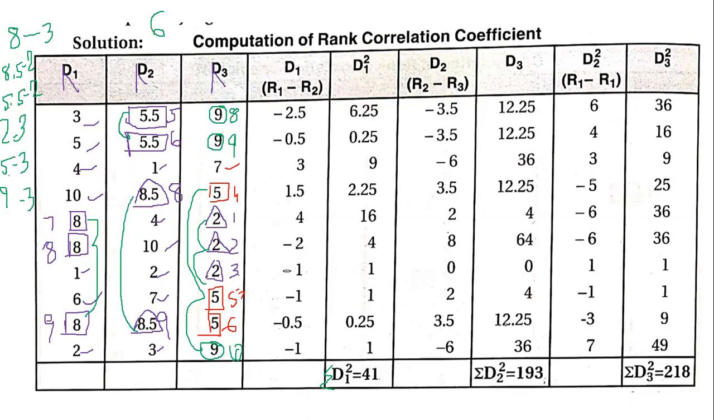Okay, summation is left out here. Summation d1 square, and you add this column, you get 41. Okay, so that is the value here. Then after this, this is for the first two judges, that is R1 minus R2. So I am considering that as difference 1. And then when I square, it is difference 1 square.